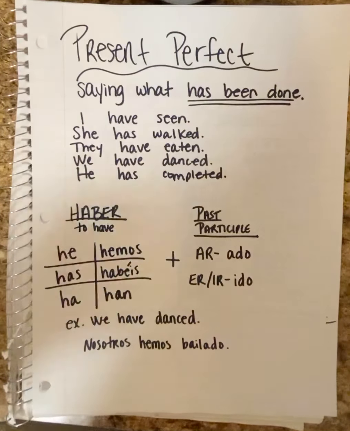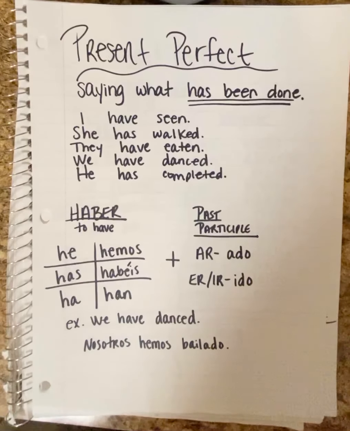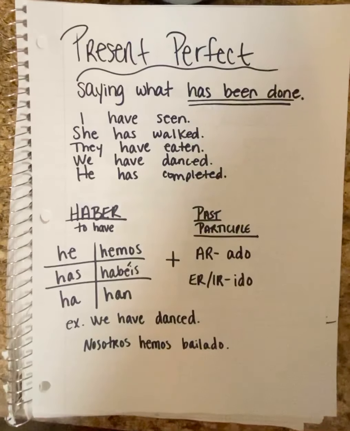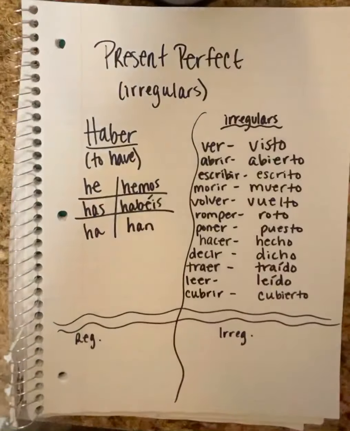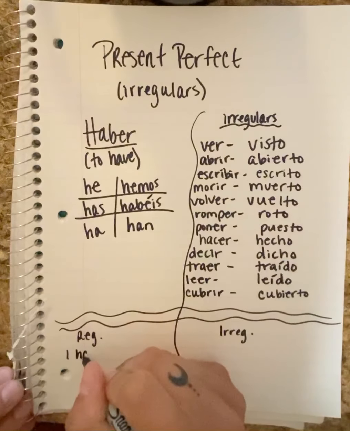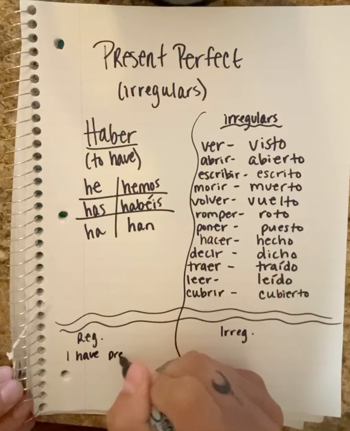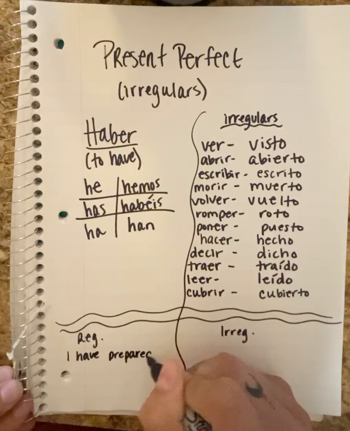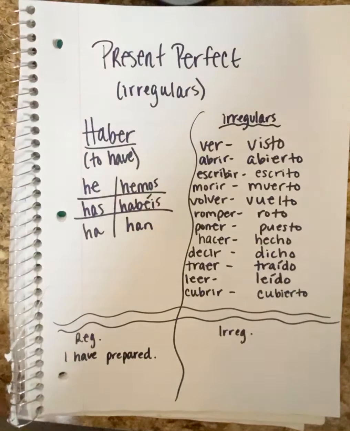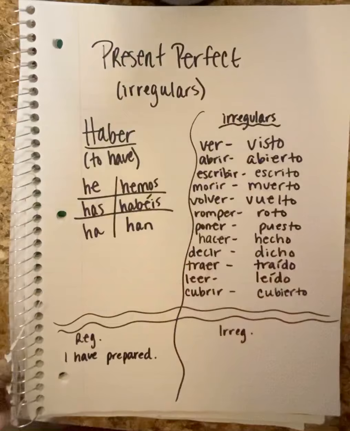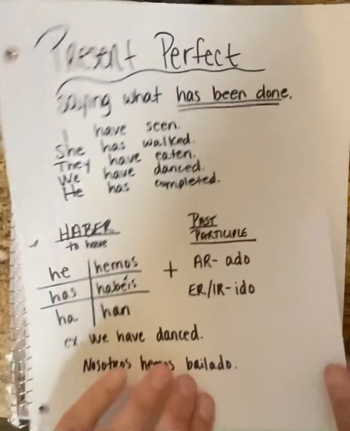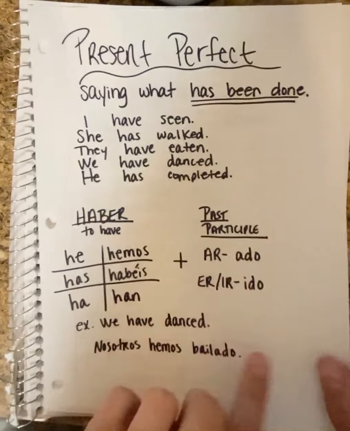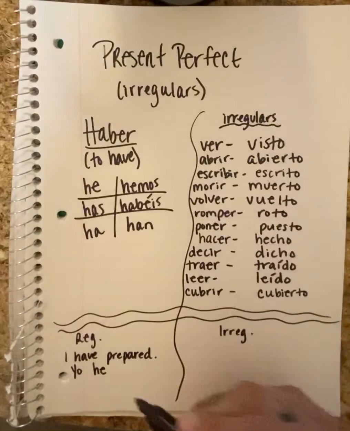Okay? So if I wanted to say, I have prepared. Let's do that. I have prepared. Okay? Yo he, and then the verb prepare is preparar, preparado. So we are dropping the AR off the ending.